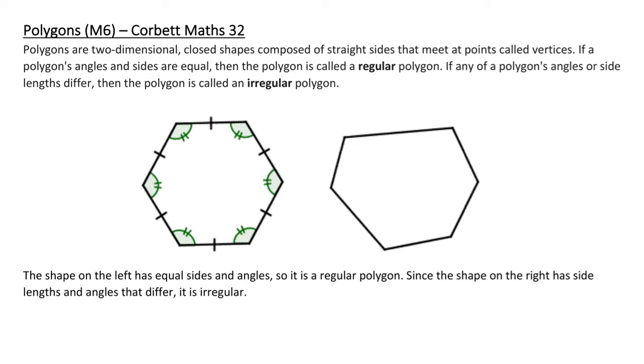If a polygon's angles and sides are equal, and we make it clear that they're equal by drawing one of these lines through it, and the angles, we can see they've got a double dash through them, so that means that they're all equal. So this is a regular hexagon. If a polygon's angles or sides of length differ, they're called irregular polygons. So this is another hexagon, but because the lengths are all different and the angles are different, it means it's irregular.